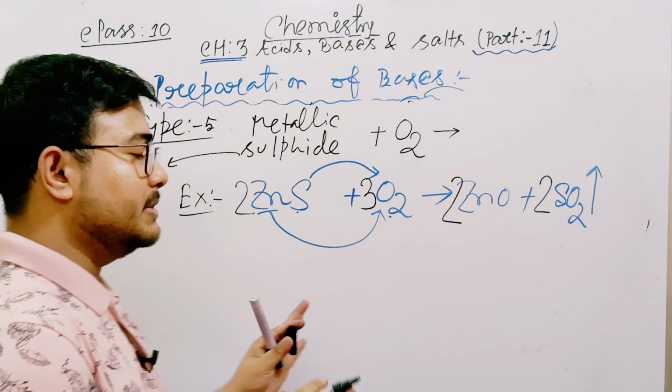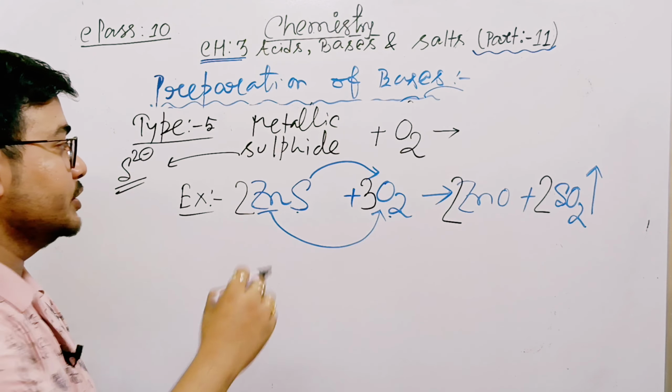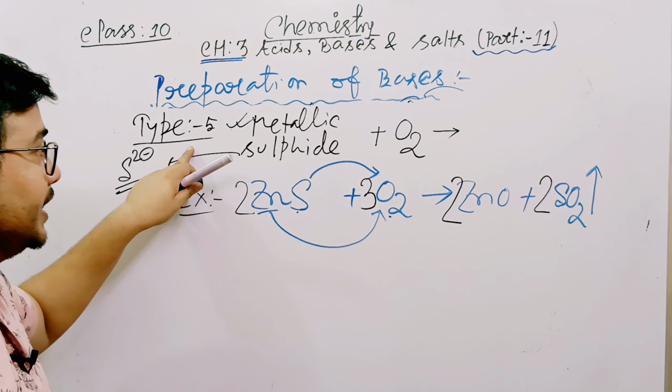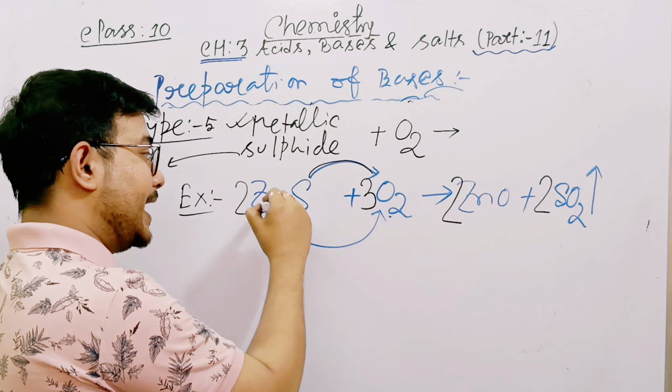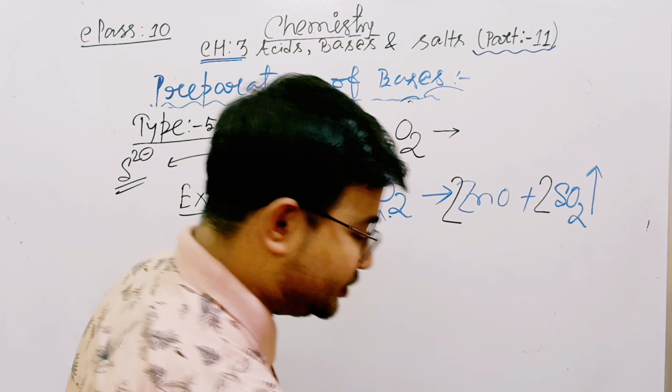It is an easy concept. Balancing is not important. You can do it, but first understand the concept. In case of metallic sulfide, that is type number 5, both sulfur as well as metal react with oxygen. So both react with oxygen.